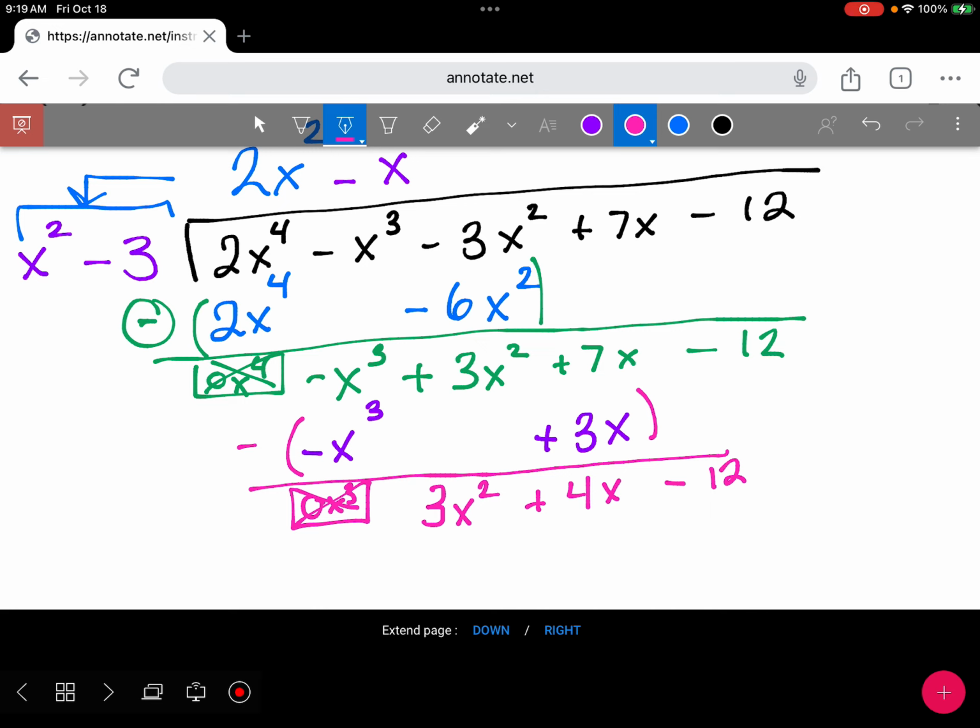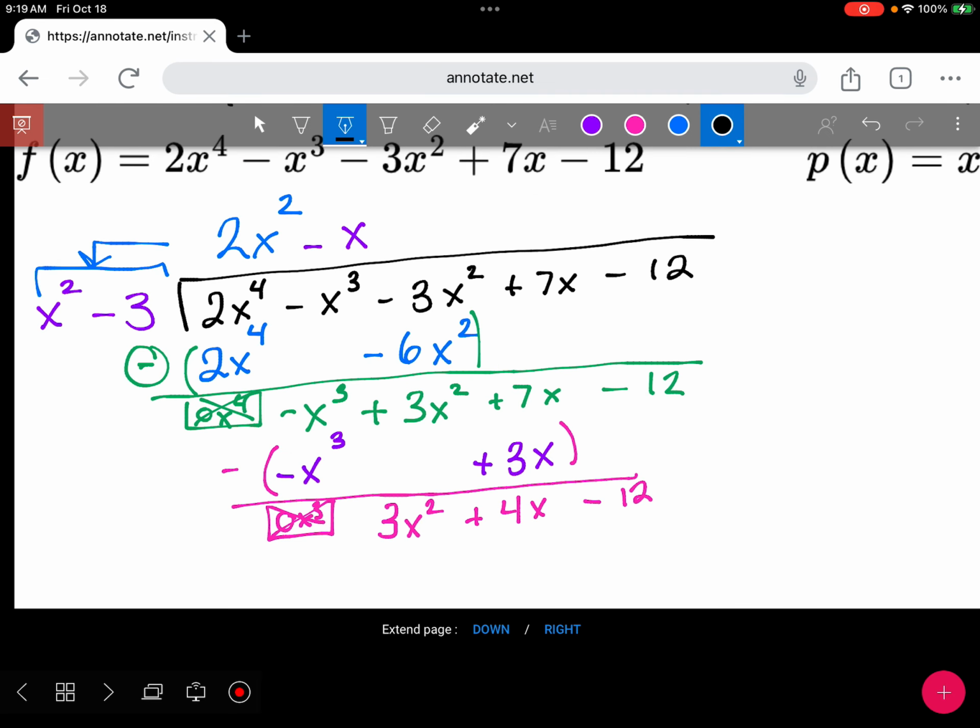Round 2 done. One more round, because our remainder has to have a degree less than what we divided by. We're not done yet.